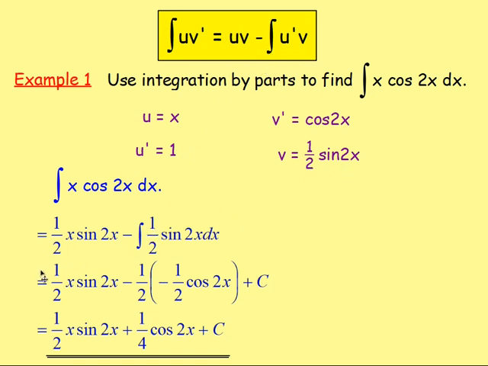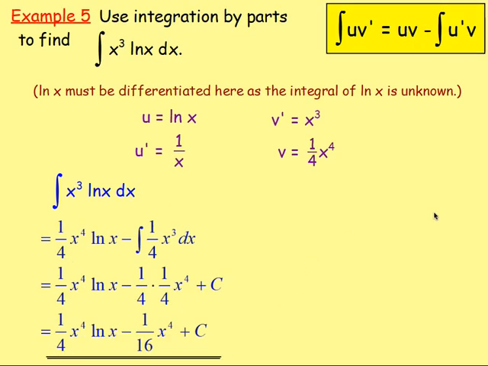And doing that, if you then integrate, the first part will stay as it is. You're taking away a half and then integrate sine 2x. Integrate sine 2x is negative a half cos 2x. Two negatives make a positive, half of a half is a quarter, and the rest will stay as it is. There were loads of examples with integration by parts, but a few to point out.